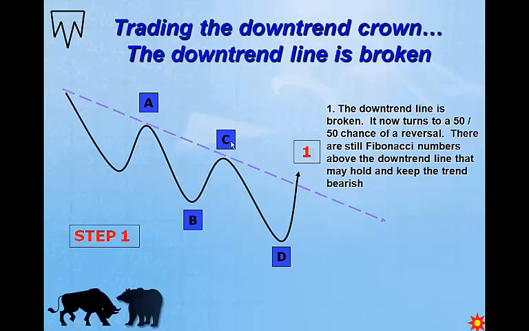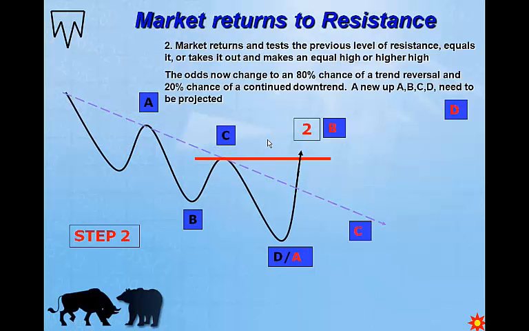Now, let's look at it when there's a downtrend, and you can see the market's making an A, B, C, D, and the market breaks this trend line. That's the first potential, just like in the uptrend. When the trend line breaks, there's now a 50-50 chance of a potential reversal. But there's still some Fibonacci numbers that may hold and keep this trend bearish. Now, when the market takes out all those Fibonacci numbers and hits that resistance, now there's an 80% chance of a change in direction and only a 20% chance of a continued downtrend.